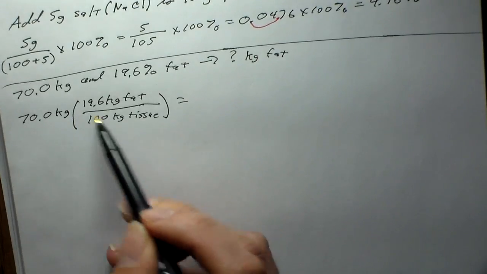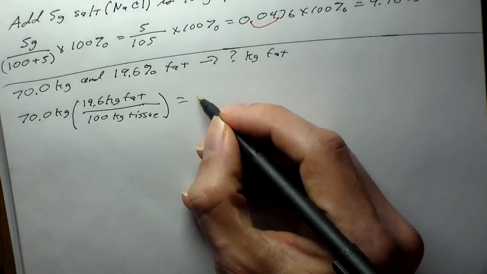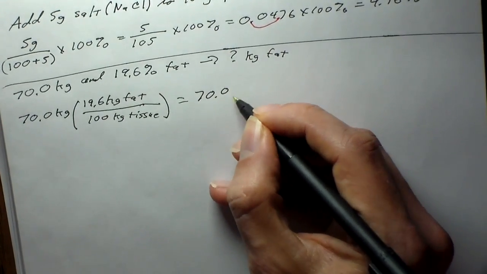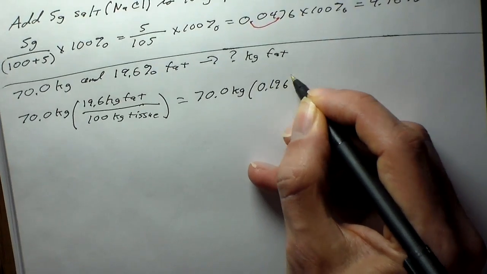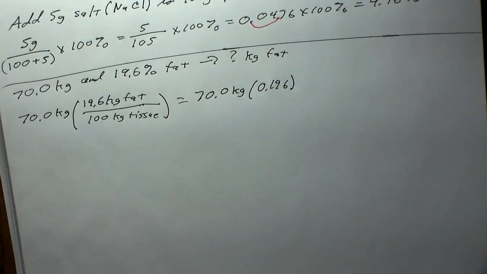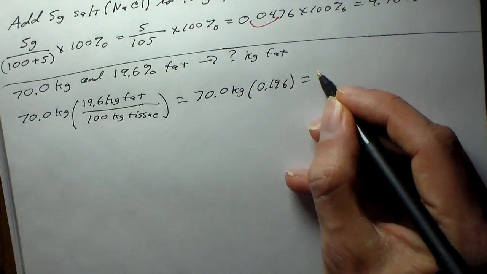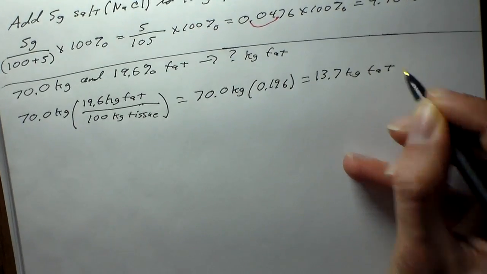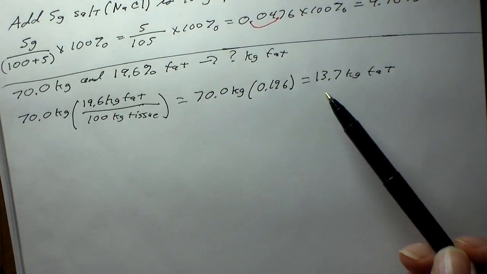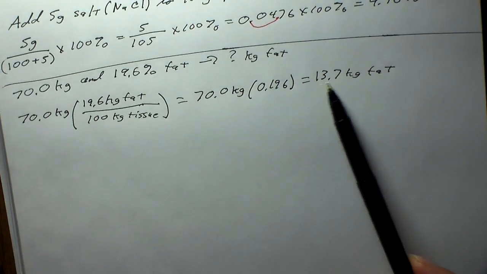And here these kilograms cancel out, and you're left with kilograms of fat, which is the same thing as just saying 70.0 kilograms times 0.196. Okay, that's exactly the same way of writing it out. So if we do this, we get 13.7 kilograms of fat.